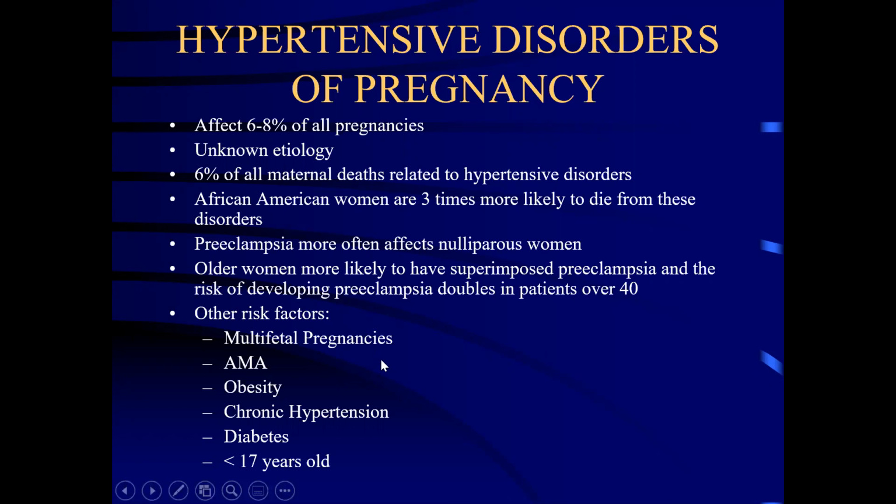Preeclampsia often affects nulliparous women, which means first pregnancy, they have not been pregnant before. Older women are more likely to have superimposed preeclampsia, and the risk of developing preeclampsia gets greater, almost doubles in patients over 40. Other risk factors are multifetal pregnancy, so your twins, your triplets, your quads, and more. Advanced maternal age, as I talked about. Obesity, of course. Chronic hypertension, of course. Diabetes, all of those things that go together. And then the very young maternal patient as well.